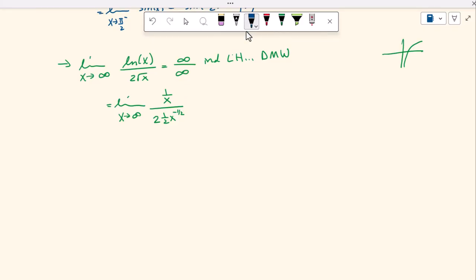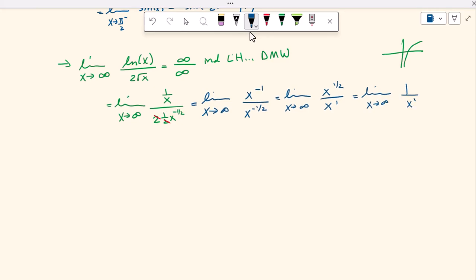Well, this is not ready to evaluate. I think I can do quite a bit of simplification here. First of all, I notice that the 2 and the 1/2 cancel. And then I also notice I could rewrite this. It's pretty layered up, so let's get rid of some of the layers. So this is x to the negative 1 over x to the negative 1/2. And then rewriting there, I'd flip the x to the 1/2 up top, the x to the first down into the denominator, and this is going to leave me with 1 over x to the 1/2.